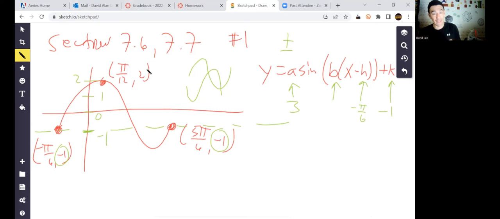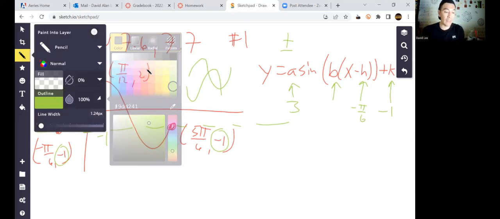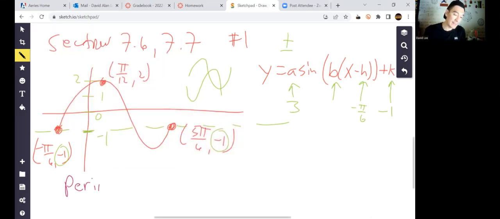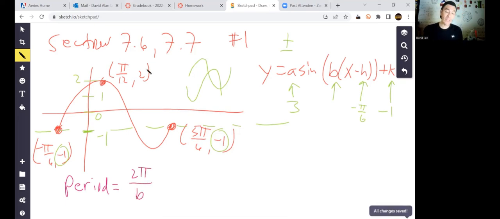The only thing left to find to finish this problem is B. And recall where B lives. B lives in an equation, and the equation looks like this: period equals 2π divided by B. So I need to solve for B, and I'll put it there, and then I'm done. So to find B, you need to know the period.